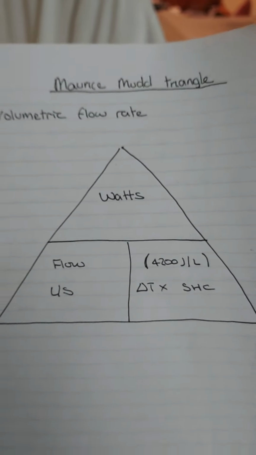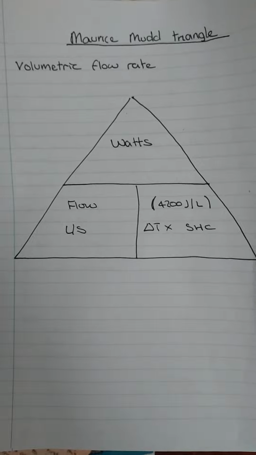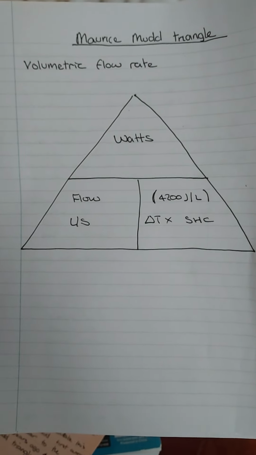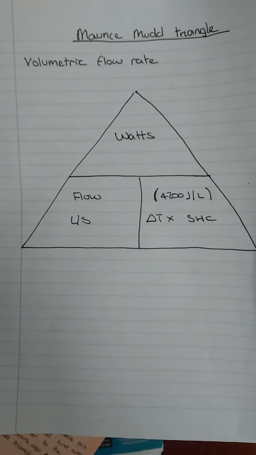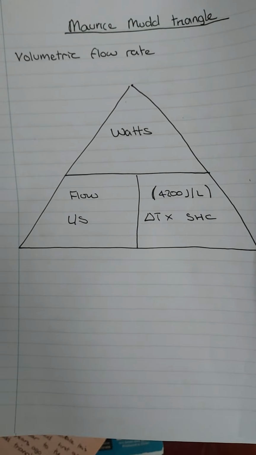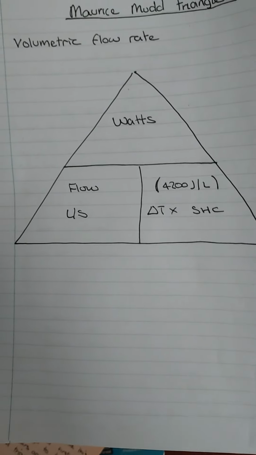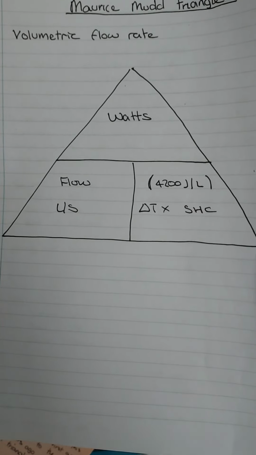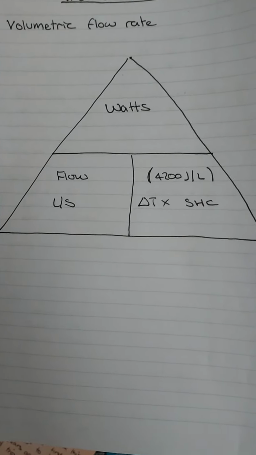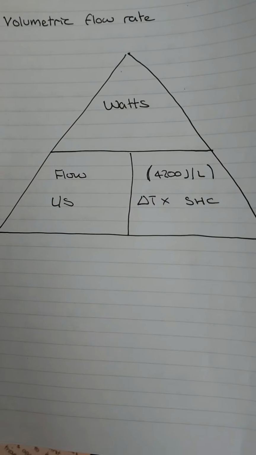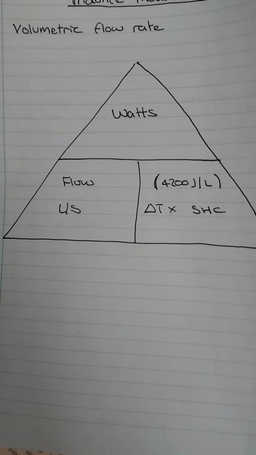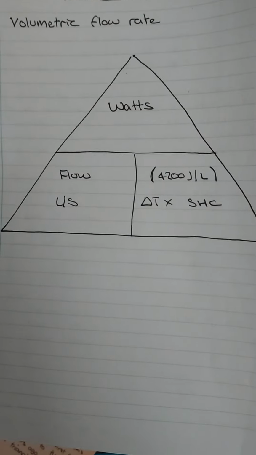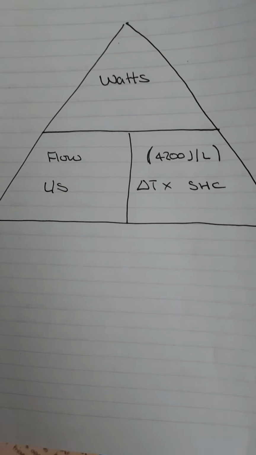And the Maurice Mudd triangle is simply the old mass flow rate triangle that you've been used to seeing generally. So we're looking at the power in the top there, and on the bottom we've got the dT times specific heat capacity, and the answer is in litres per second. The flow is in litres per second. Now you can use kilowatts in the top there, and then change the joules to 4.2, and we know that the 4,200 is an approximation, not an exact number. So let's go back.